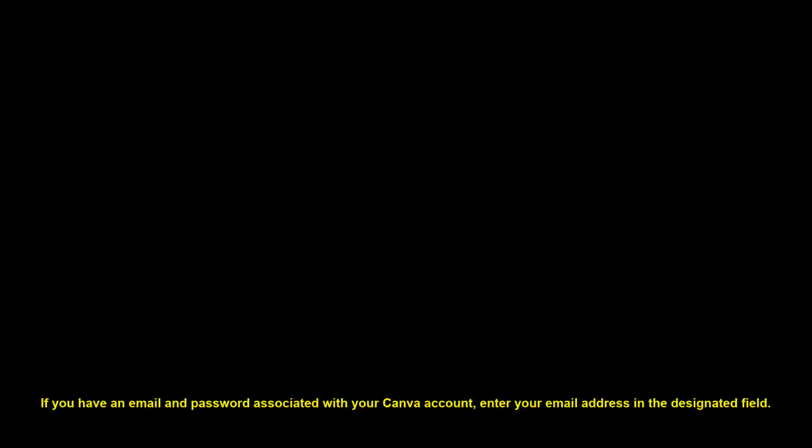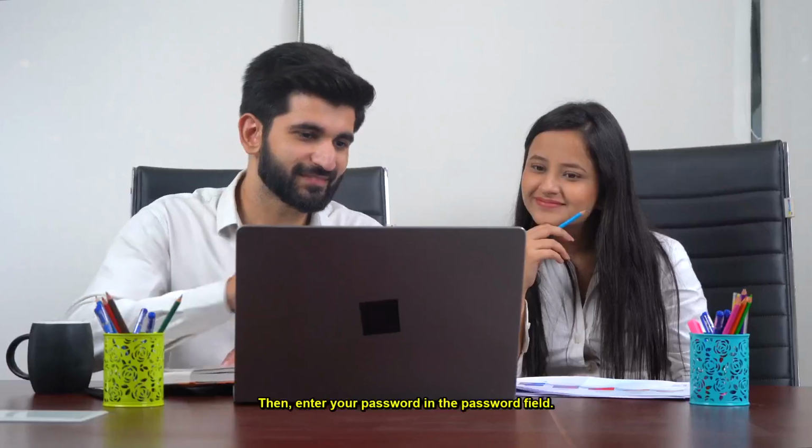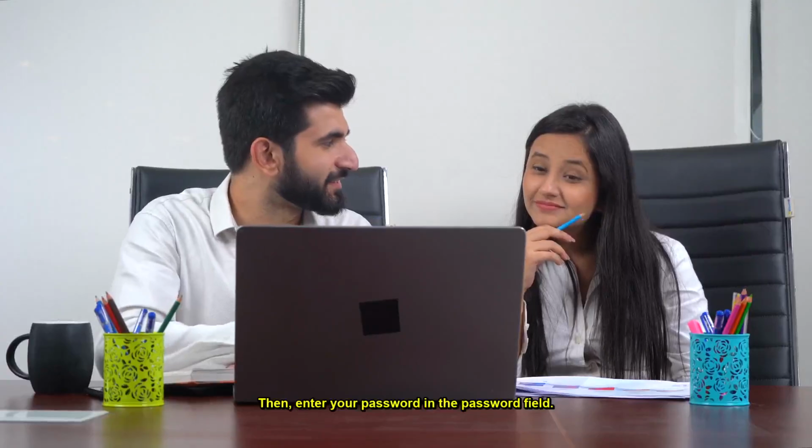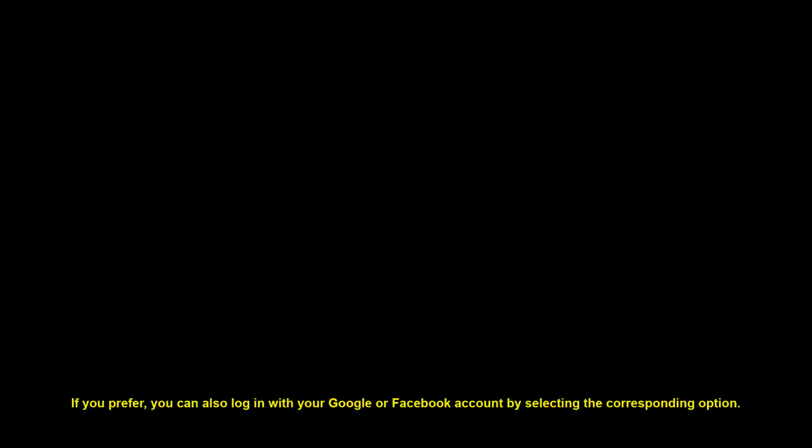If you have an email and password associated with your Canva account, enter your email address in the designated field. Then, enter your password in the password field. If you prefer, you can also log in with your Google or Facebook account by selecting the corresponding option. After entering your credentials or selecting an external account, click on the Login button again.